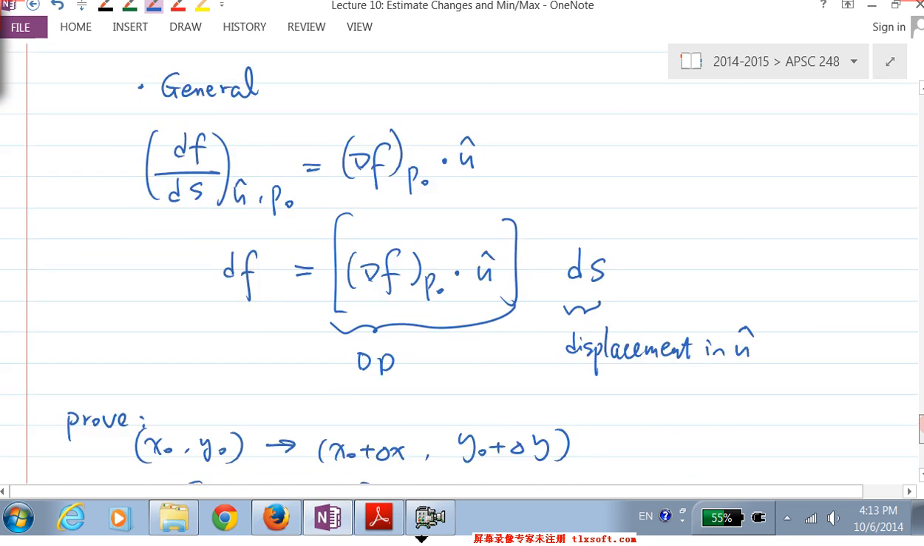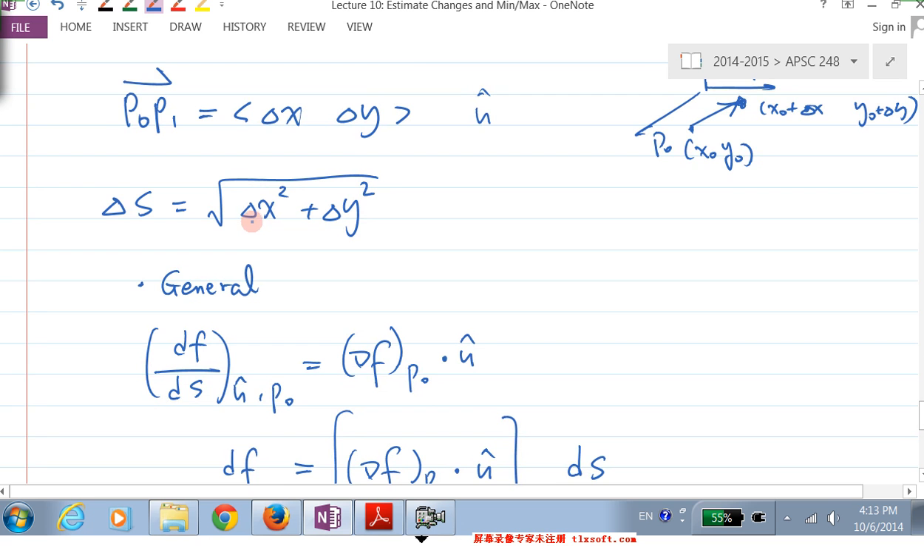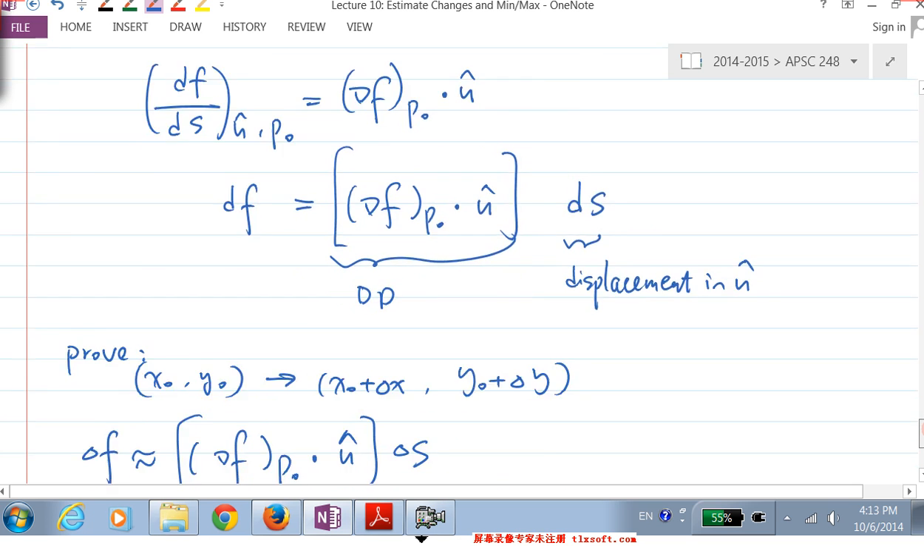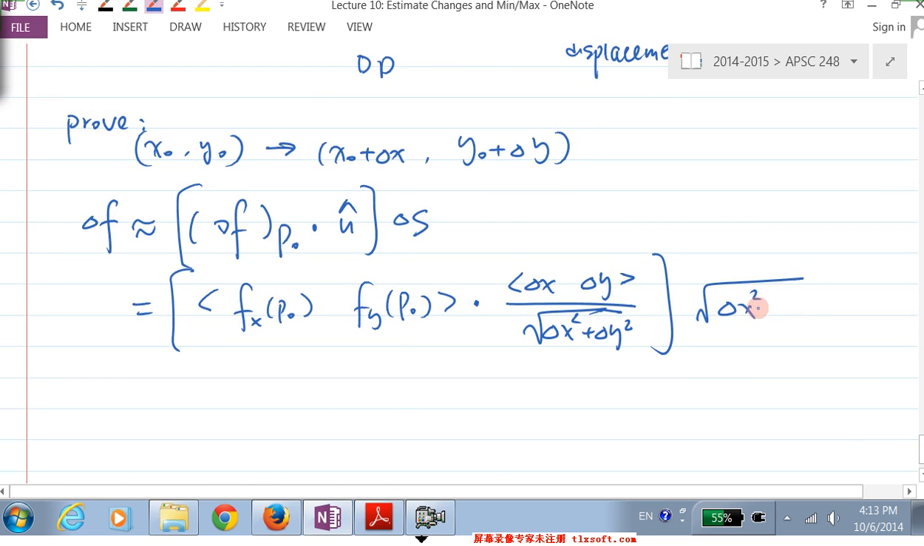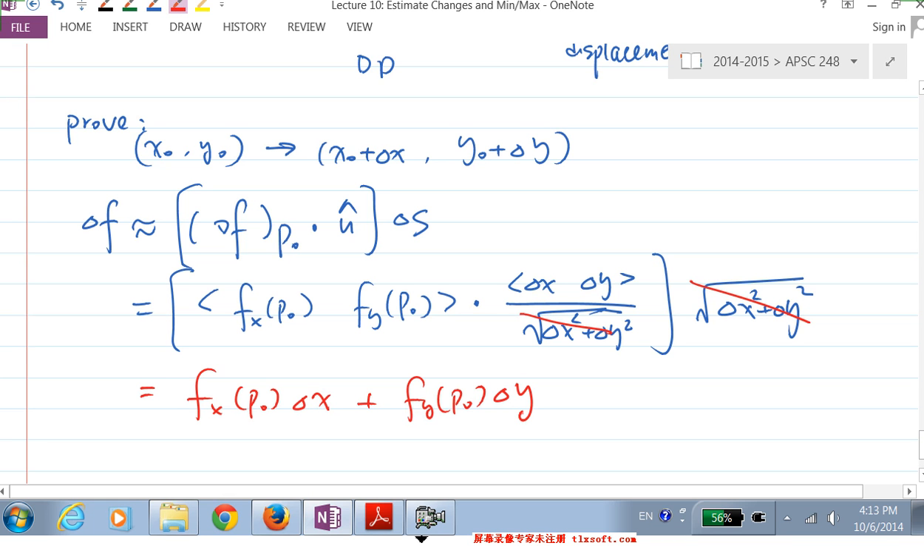What's the total distance change? As we just calculated, this is the total distance traveled, right? So times the square root of delta x squared plus delta y squared. That's the formula here. So apparently you cancel this out, and what do we end up with? Fx at P naught times delta x, plus Fy at P naught times delta y. See, that's exactly the formula that you used in calculating the function f change, right, when there's a change of delta x, delta y.